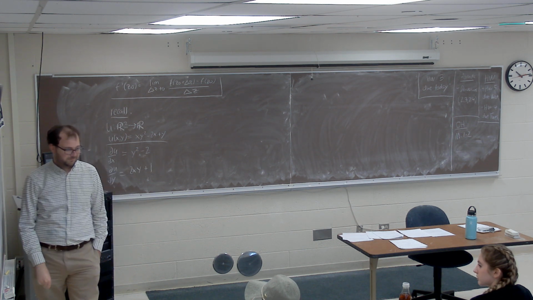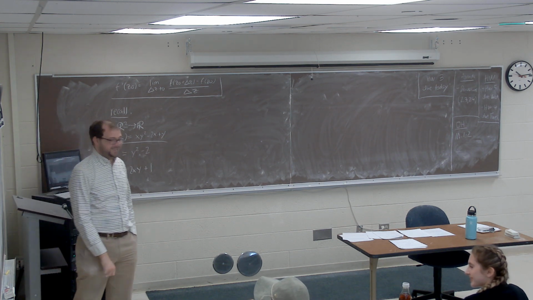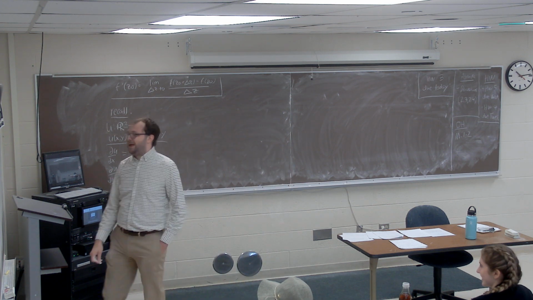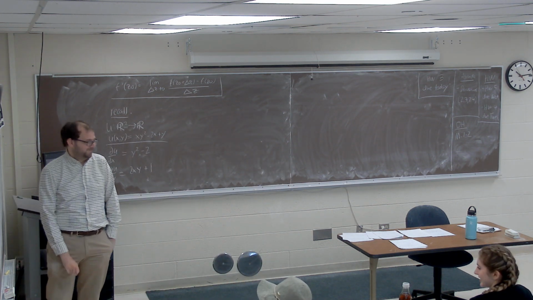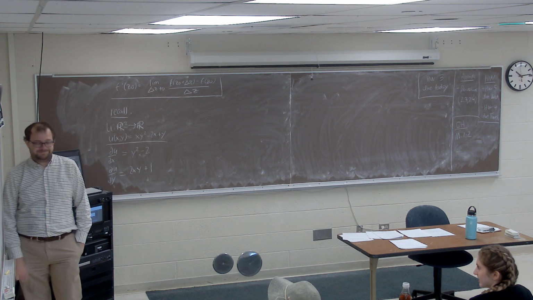So you do the limit as delta x goes to 0. That's a good start. I'm glad you're remembering all these things from your past math classes. Yeah, I don't know how you would formalize it.